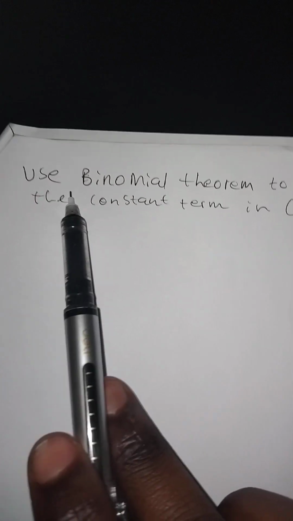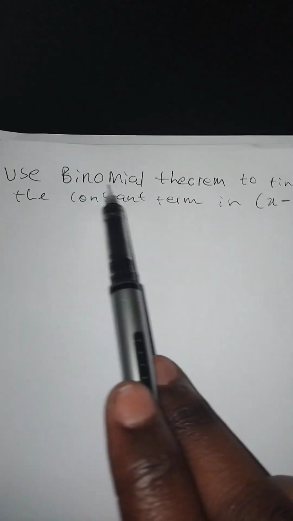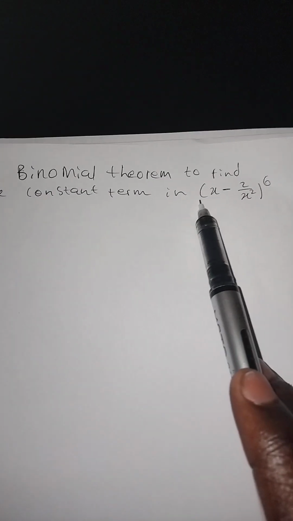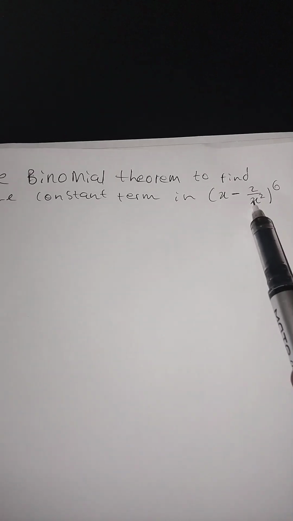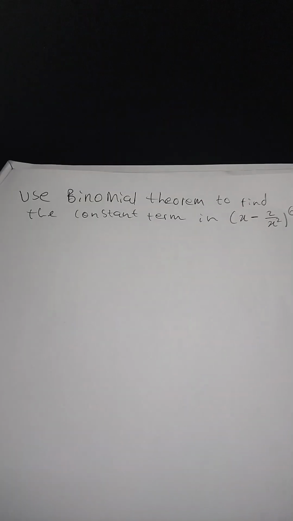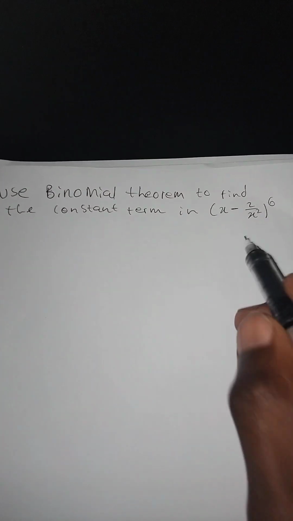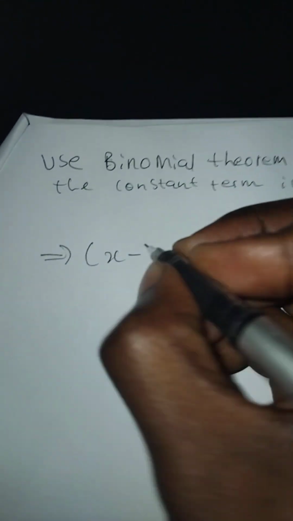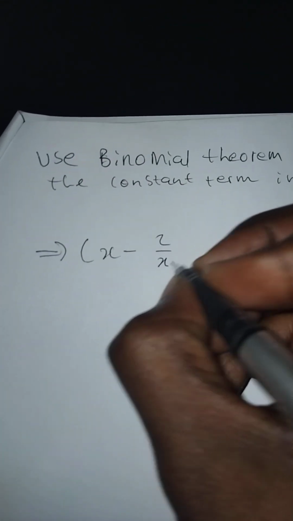So the other example, they can say use the binomial theorem to find the constant term in x minus 2 over x squared, all to the power 6. Okay, so they specify that you should use the binomial theorem. So the first thing that you want to do is to expand this and find the constant. So let's do that quickly and see. So we are given x minus 2 all over x squared, all to the power 6, just like that.